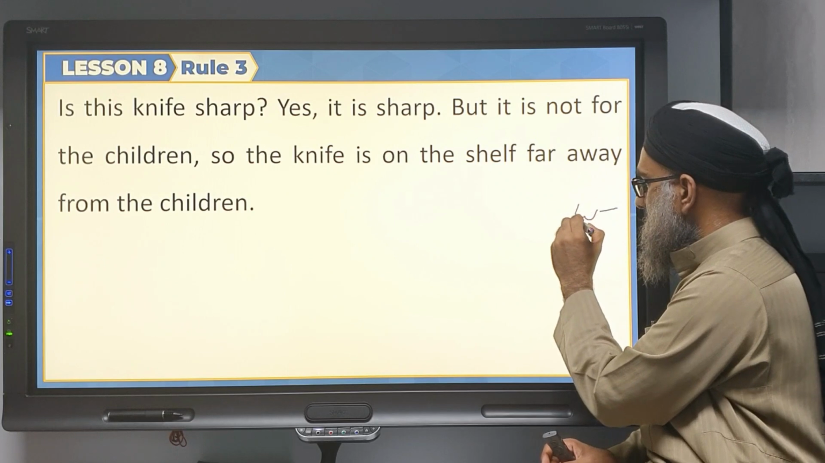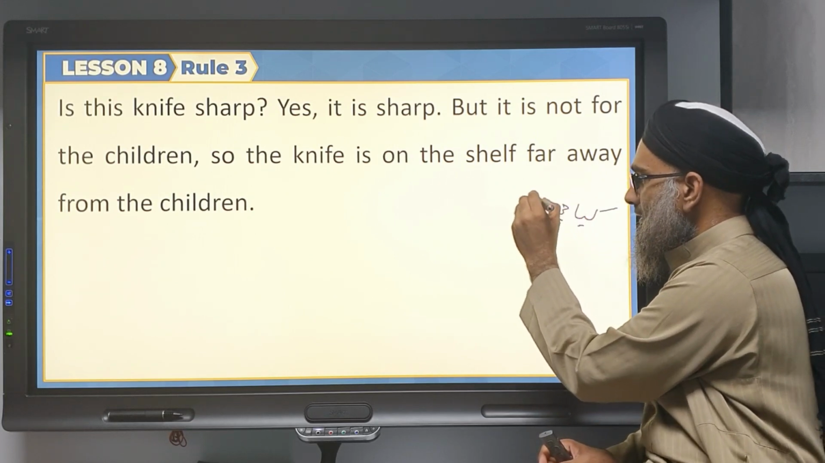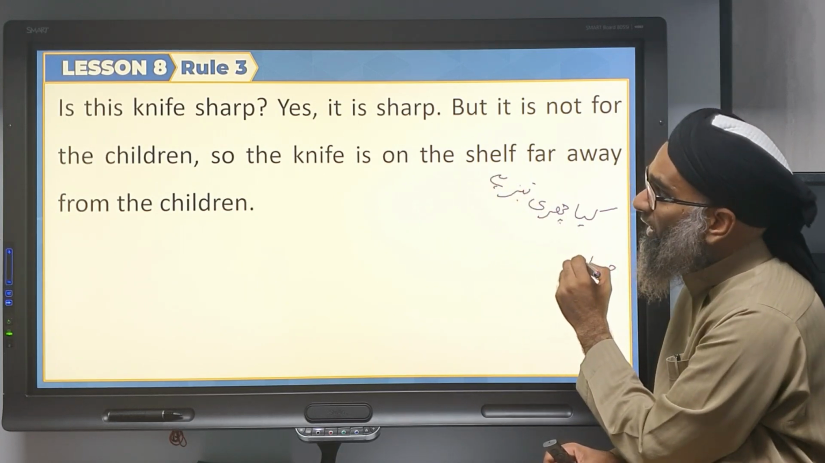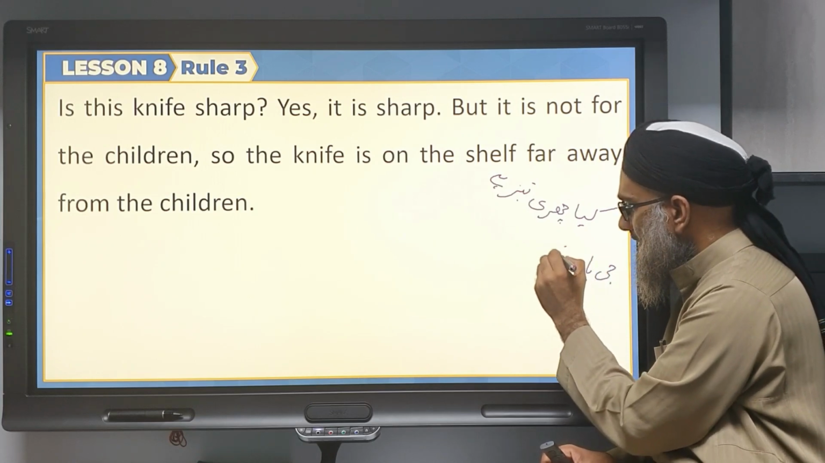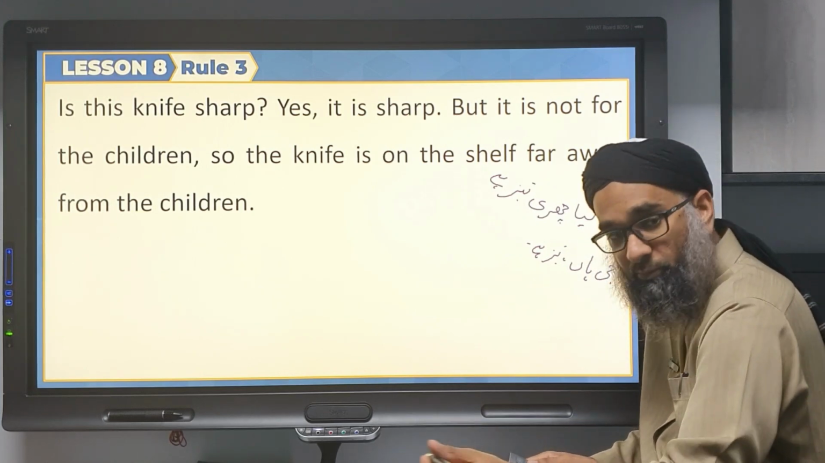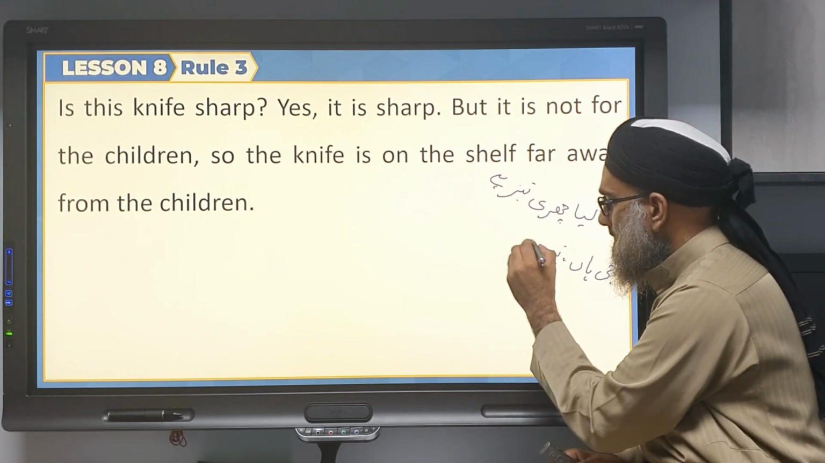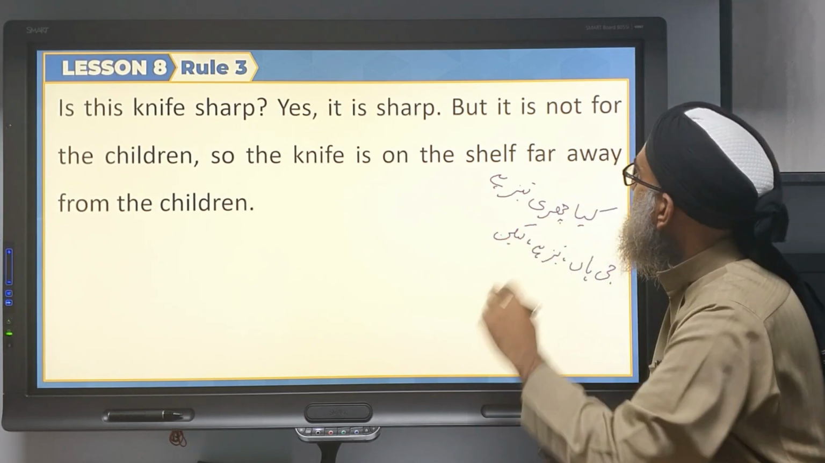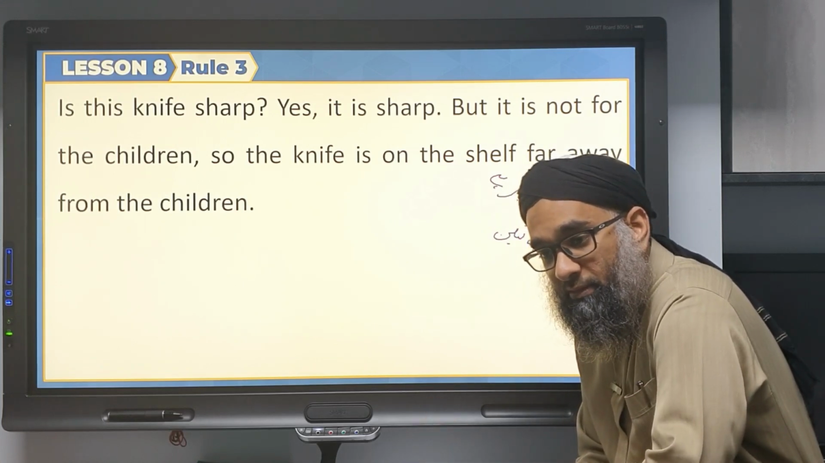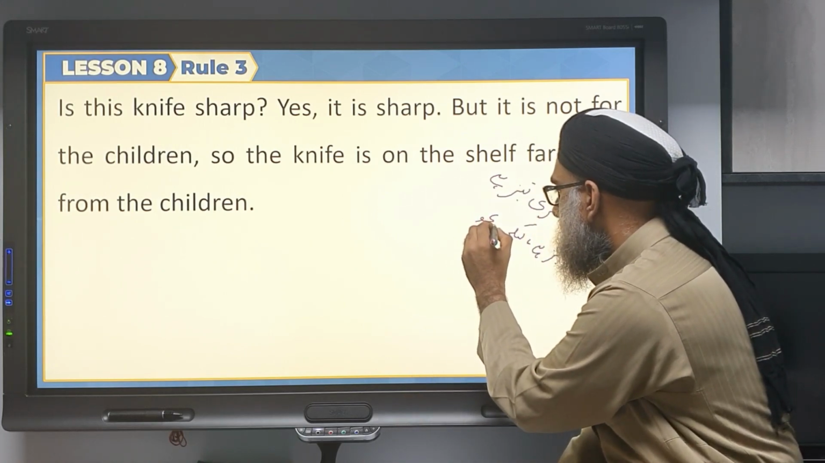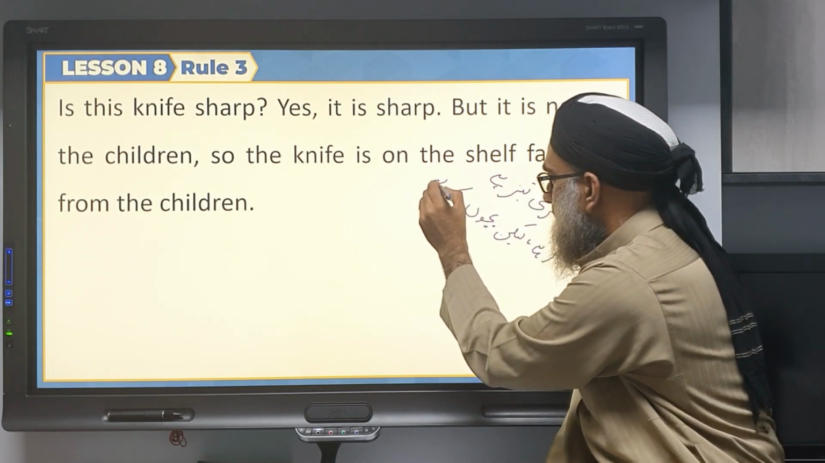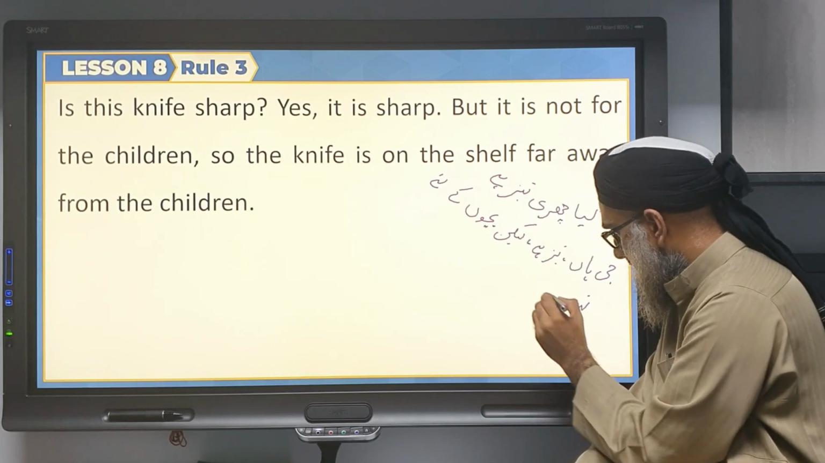Kya churi tez hai? Ji haan, tez hai. Is it knife or knife? Lekin bacche ke liye nahi hai. It is not for the children. Bacche, because plural becomes? Bachon. Bachon ke liye nahi hai.